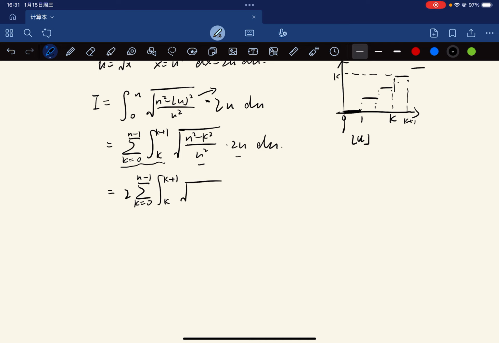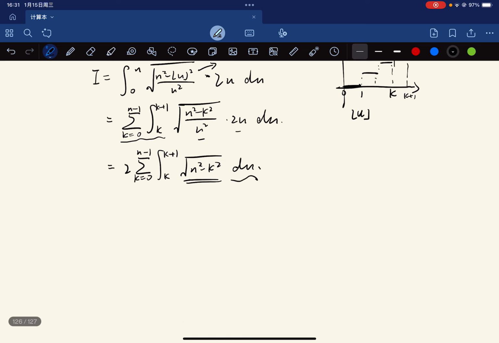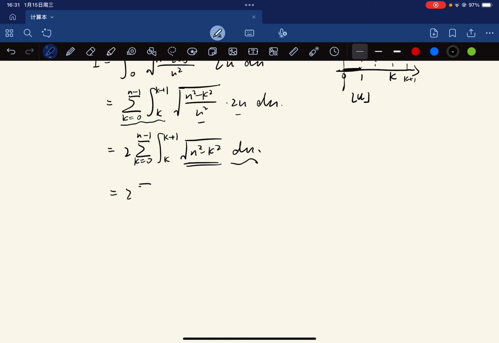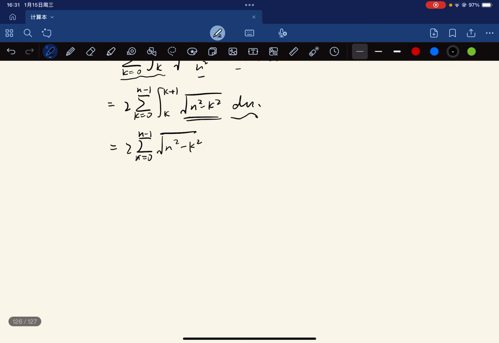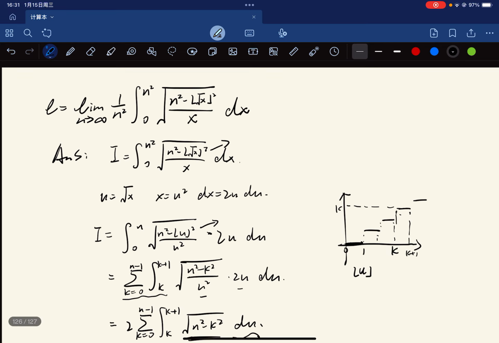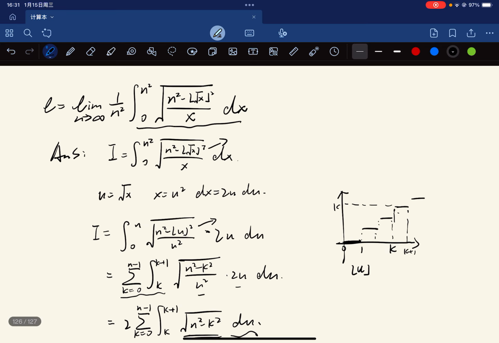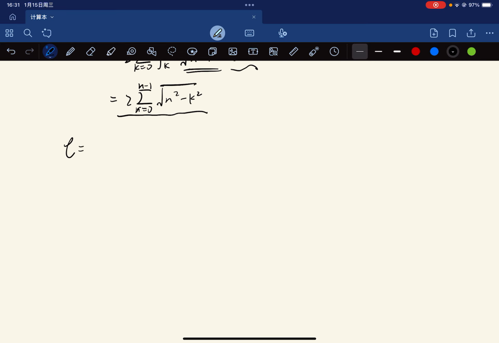And the inside is actually the square root of n squared minus k squared, and du. So because this is considered a constant, as it is integrated with respect to u, the value of this integral is just the square root of n squared minus k squared. And lastly, let's substitute this value into this. So we let L equal the limit of that. So L is actually equal to the limit as n tends to infinity of 2 over n squared times the sum from k equals 0 to n minus 1 of the square root of n squared minus k squared.